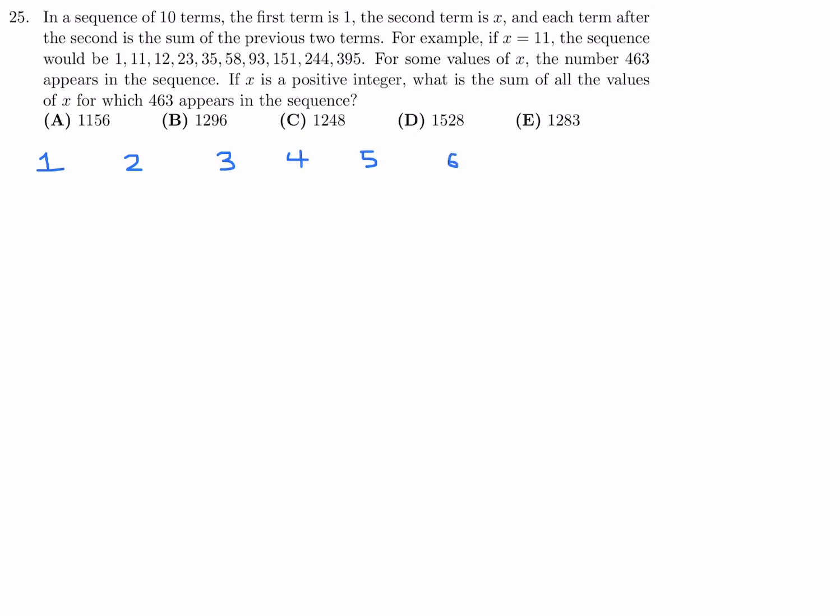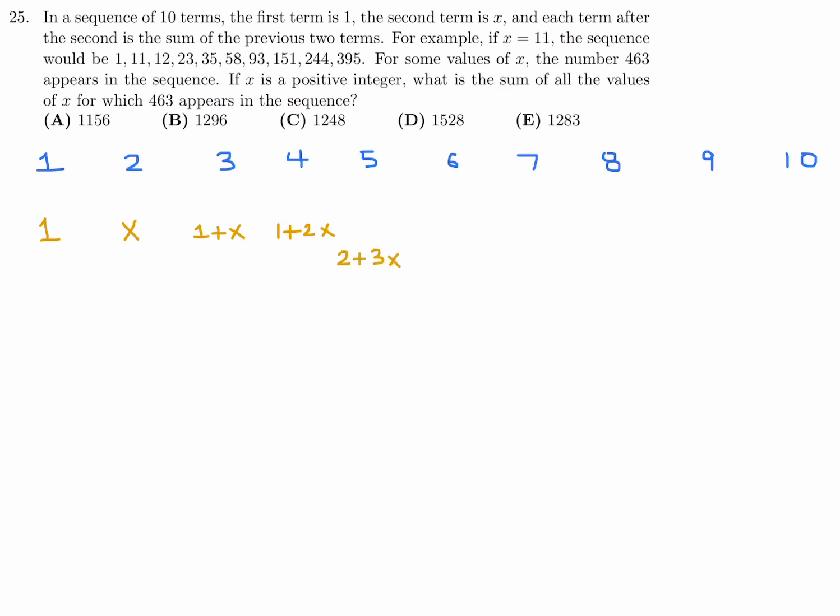We have the first term, second term, third term, fourth term, and so on, right? Good news is we only have 10 terms. And much better than having 100 terms or infinite terms. Now they tell us the first one is equal to 1. The second term they tell us is x. And then every term after that is the sum of the previous two. So the third term would be obviously 1 plus x. The fourth term would be this plus this, which would be 1 plus 2x. The fifth term is this plus that, which is 2 plus 3x.